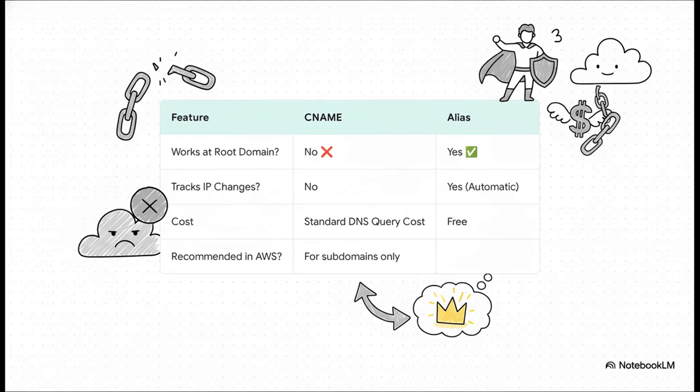Can it work at the root domain? For CNAME, that's a hard no. For alias, a big yes. Does it automatically track IP address changes behind the scenes? CNAME can't, but Alias does it for you. And here's the kicker: cost. Alias record queries against AWS resources are completely free. It's a knockout. The choice is obvious.